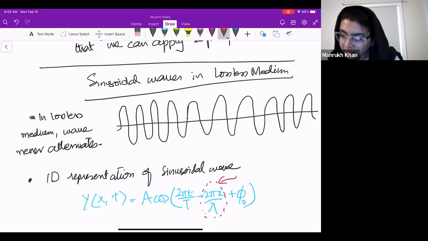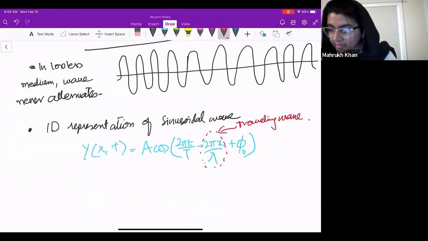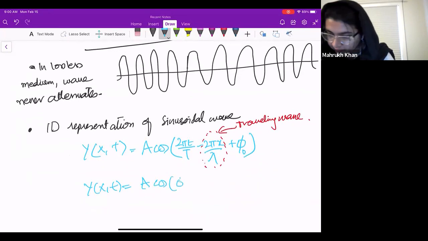So this is just due to the traveling wave. In other words, my argument of cosine is changed due to the traveling wave. So I can just write this as phi of x and t, thinking that this whole thing is my argument of the cosine.